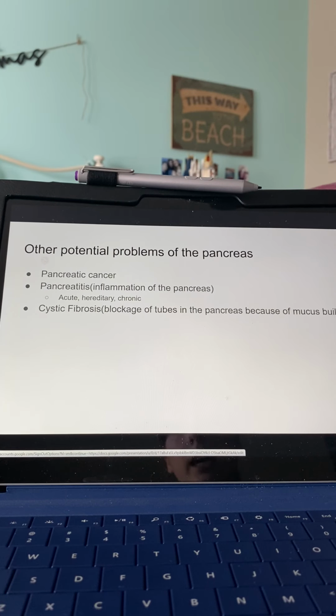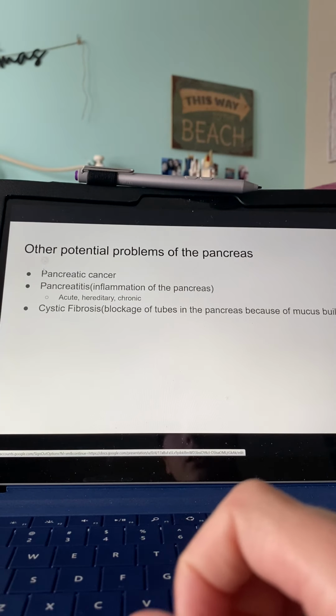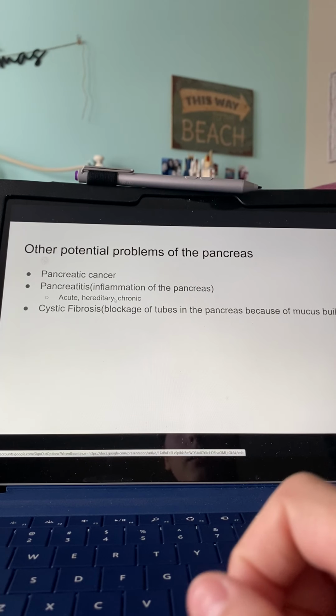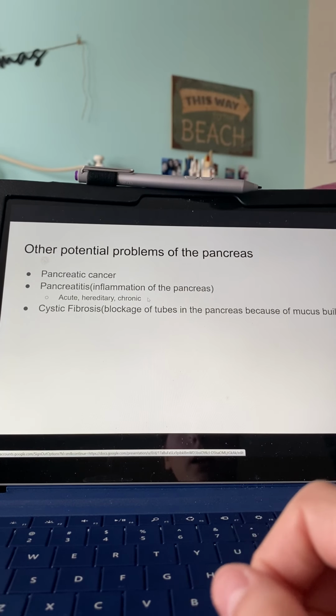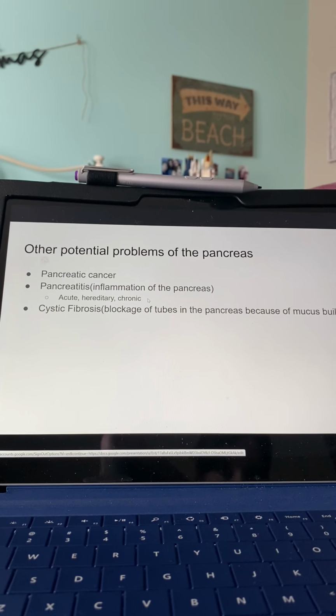And then pancreatitis, there are a few different types. There's acute pancreatitis, hereditary, which is inherited, and then chronic is a bit more severe, and that is just a word for inflammation of the pancreas. Very painful, and it can lead to other problems potentially. Also, cystic fibrosis is related to the pancreas as well.